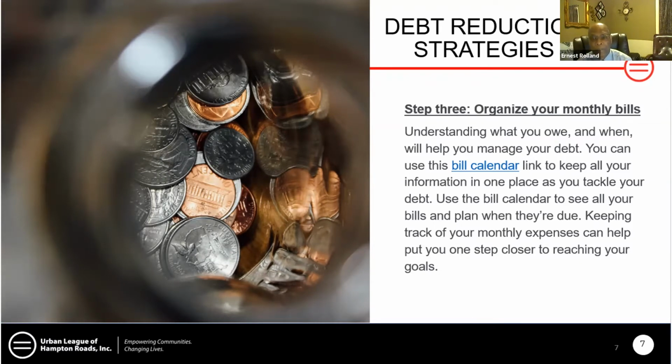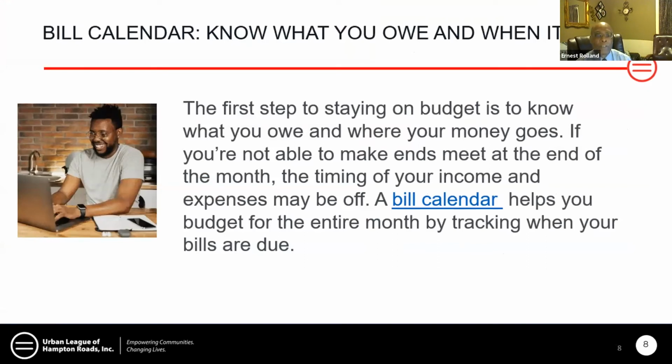Next slide, please. All right, so the first step to staying on budget is to know what you owe and where your money goes. And believe it or not, some people don't take notice of that. They simply say, okay, I got this bill, write out the check or go online and pay it through bill pay, and don't really have a record of, okay, here's all that I have. Let me take a look at this and make sure that I've got everything here that I need, or I'm paying, whatever the case may be. So basically, you want to use a bill calendar to help you there.